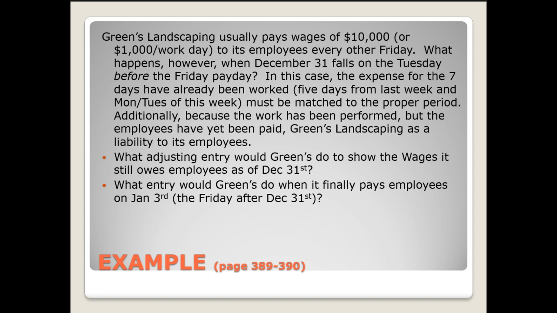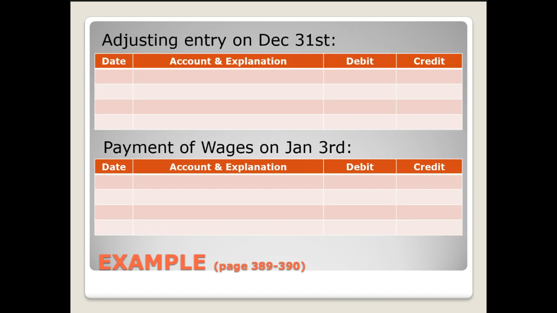So on December 31st, it is week 2 of a 2-week pay period, but it is Tuesday. So by the end of that Tuesday, there were 7 days that have been worked. What would the adjusting entry look like?